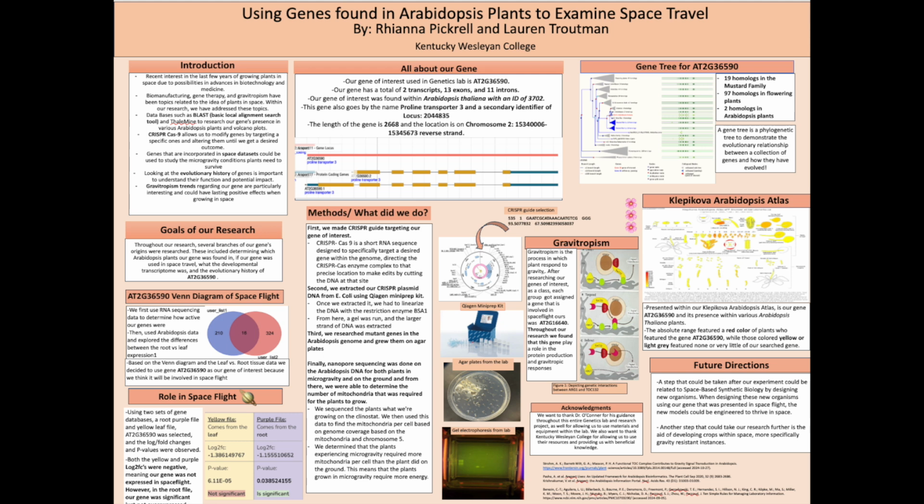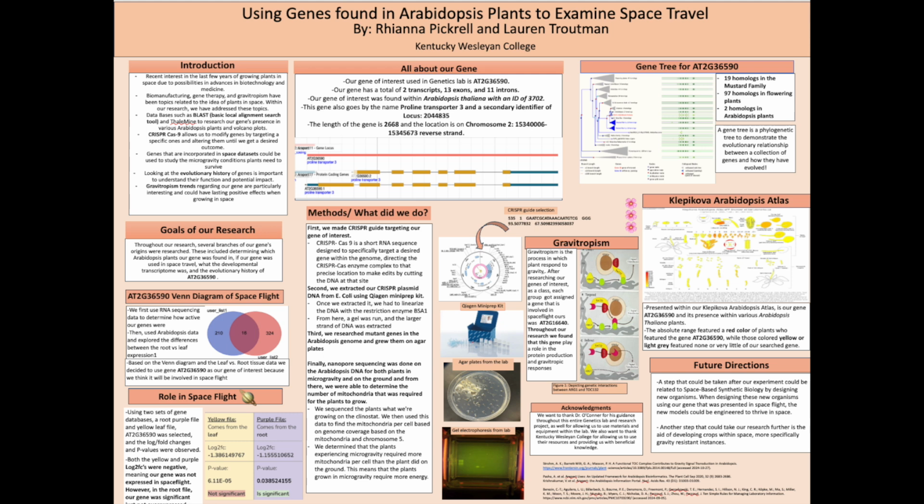So we found that our gene had a total of 2 transcripts, 13 exons, and 11 introns. Our gene of interest was found in Arabidopsis plants with an ID of 3702. The gene also goes by the name proline transporter 3 and has a secondary identifier of locus 2044835. The length of our gene is 2,668 and it's located on chromosome 2.